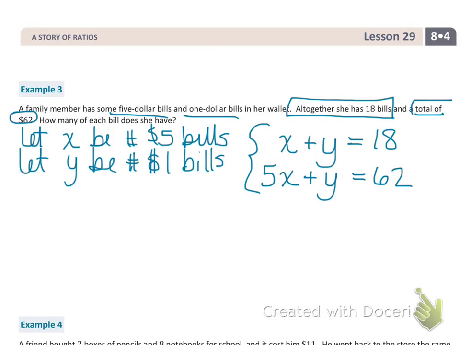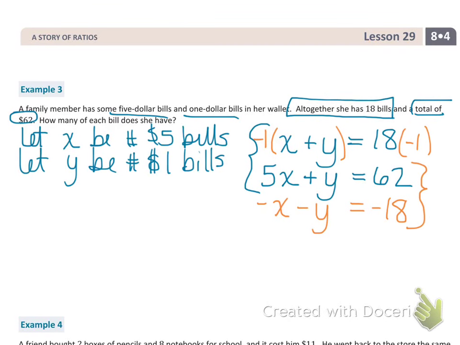So let's look at this one. What would be a good method for solving this? Again, there's different ways that you can solve this equation. I'm going to take this first equation and multiply both sides by -1. That will give me a new equation, which will be -x minus y is equal to -18.